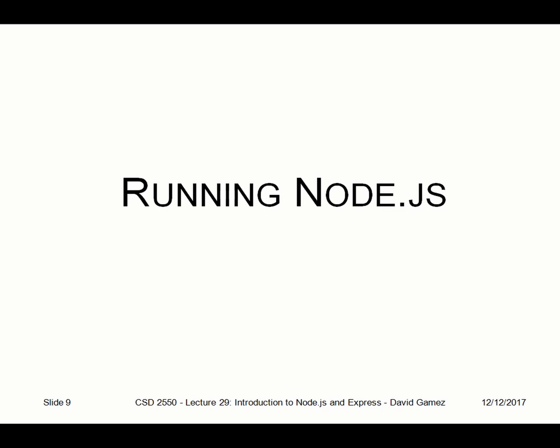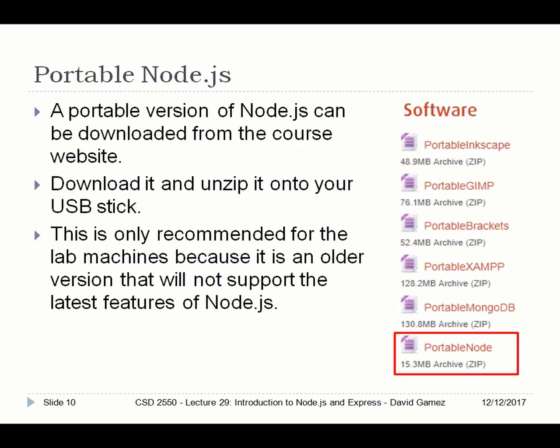Right, so I hope I've done the sell on Node. So now let's have a little look at how we actually get it running. As is usual in this course, I do my best to support the lab machines, and the easiest way to support the lab machines is to provide a portable version of Node. So maybe in the future I might look into getting WebStorm installed on all the lab machines, but for the moment we're stuck with these portable versions.